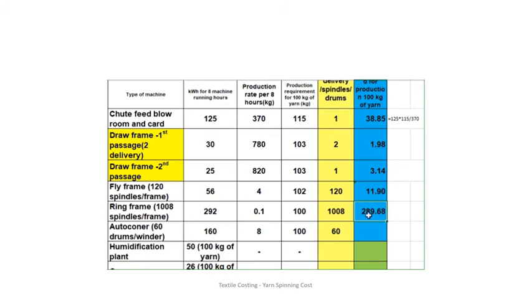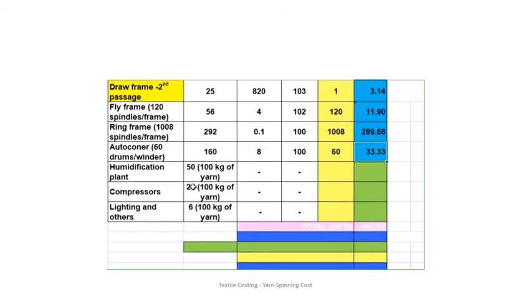So we get the UKG here in the ring frame this much. We can see that the power cost is high in the ring frame, as we already saw in the tabulation of percentage of total power. For the auto coner, it is 160 into 100 divided by 8 into 60. Next, these three are already given: humidification, compressor, and lighting. The units were already given directly for 100 kg of yarn production, so we can write the same.